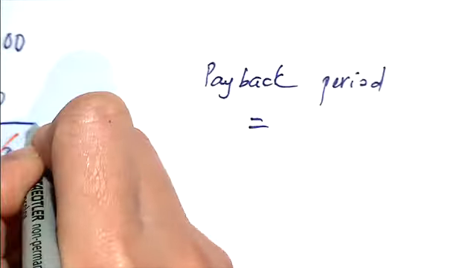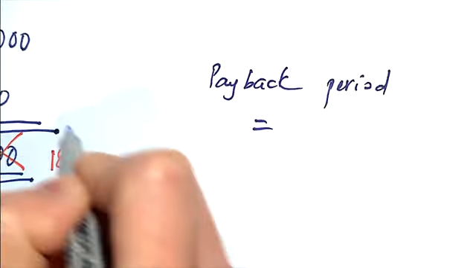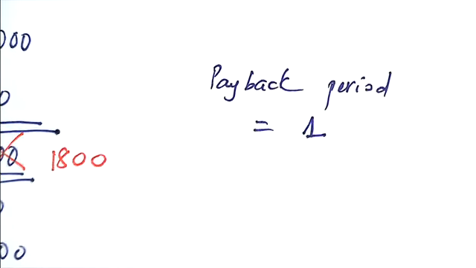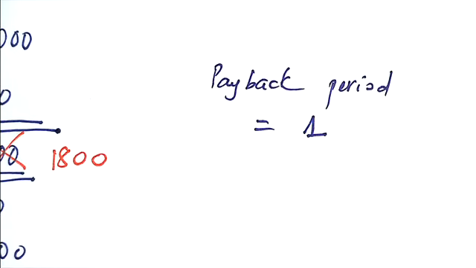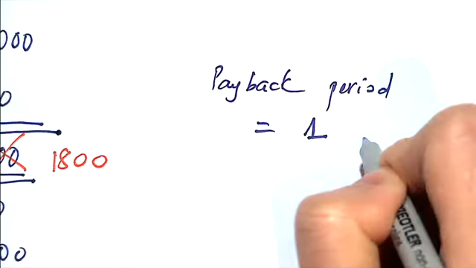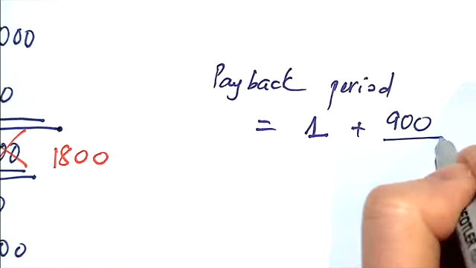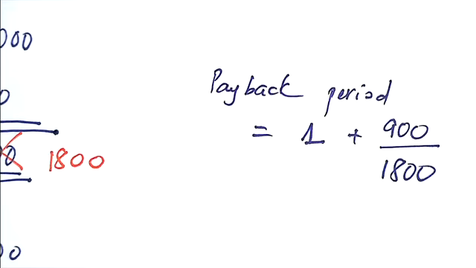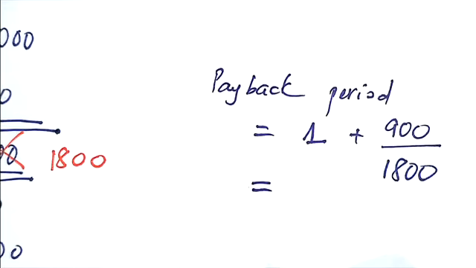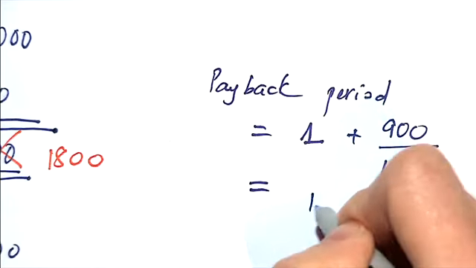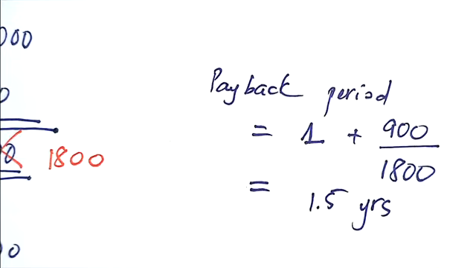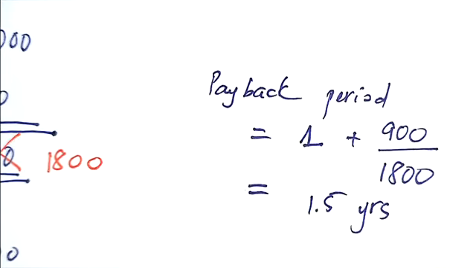So by the end of year 1, a year passed, we still need to recover 900. Agree? How much did we recover in year 2? 1,800. It means that our payback period is 1.5 years. And that's exactly the equation or the formula that you receive in your lecture slide.